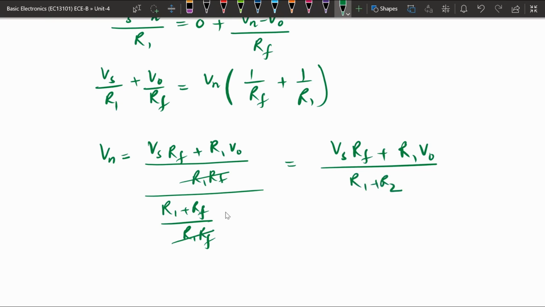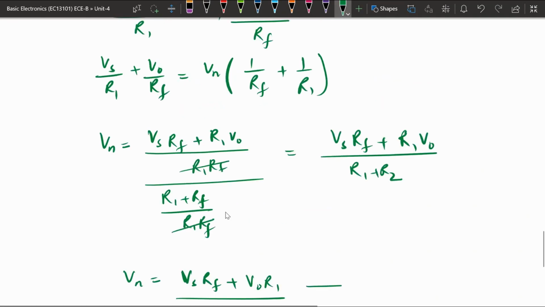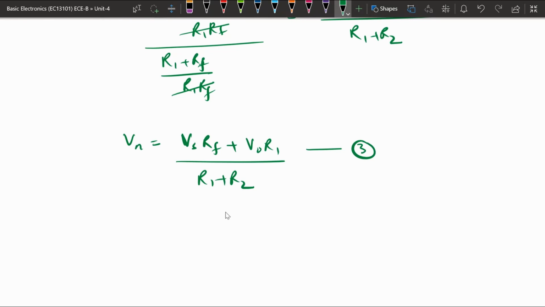From there, Vn is equal to Vs Rf plus R1 V0 divided by R1 plus Rf. So this is the value of Vn.